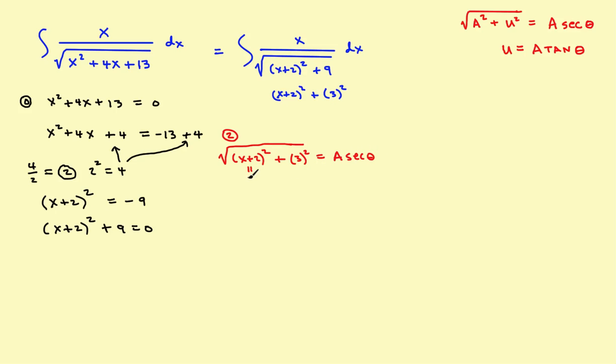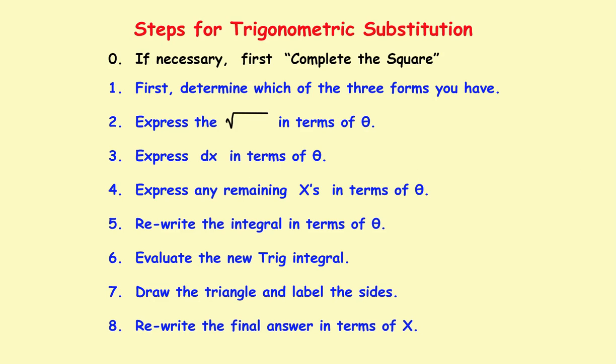Now in our problem, this is what we're going to call u, and this is what we're going to call a. So again, this is u, and this is a. So in this particular problem, it will look like this. It'll be the square root of x plus 2 squared plus 3 squared. And in place of a is equal to 3 times the secant of theta. So this is what it's going to be when you change the square root into one of the form of theta. Okay, next step. The next step says, okay, now you want to express dx in terms of theta.